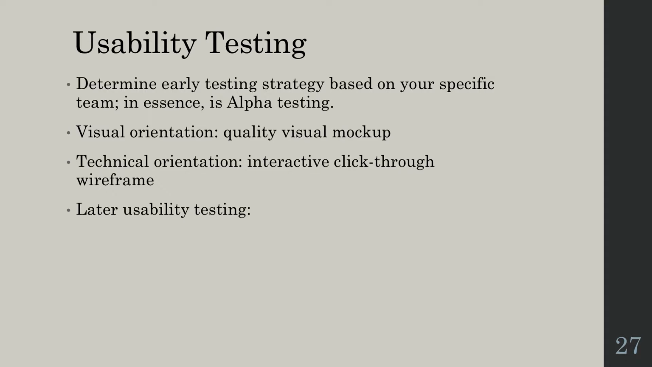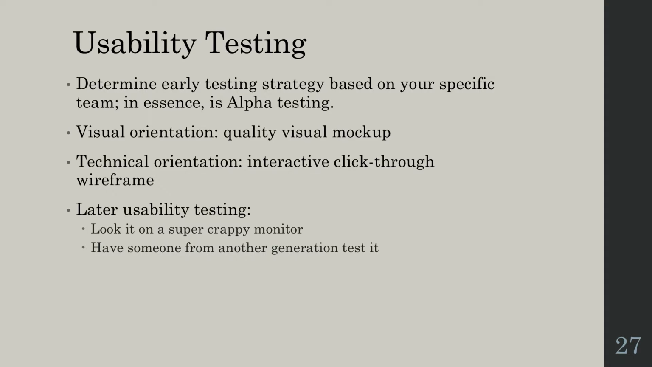So in terms of later usability testing, these are my recommendations. One, look it up on a super crappy monitor, because I'll tell you, gray on white, you won't see a thing. And two, have someone from another generation look at it. And I mean this completely genuinely, because if your team is filled with more mature, older software developers, they might not know the new hotness, and vice versa. If you have a bunch of college grads, they might make every font so small nobody can see it. There's a lot of value in testing with different kinds of people.